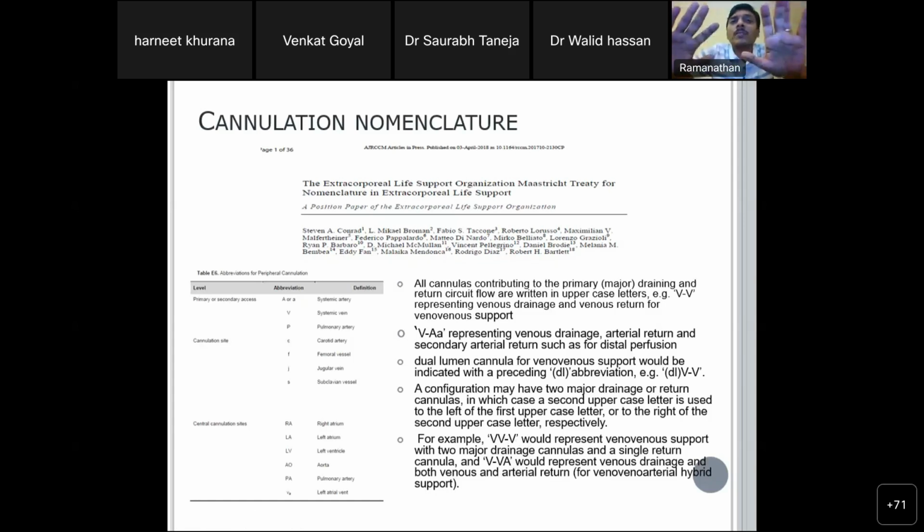I'm keeping it as simple as possible so that you understand this better. More than happy to take your questions if you have any, because a lot of these things sometimes go above your head when you talk about multiple cannulas in the body and when you have complex pathologies. So this is in a nutshell what the cannulation nomenclature is.